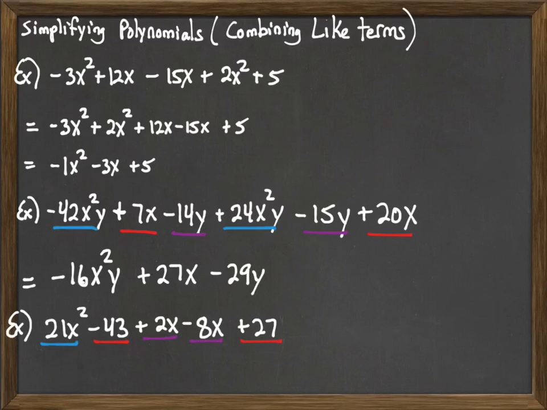And now we go through and we start to simplify. There's nothing for the x squared to go with, so that term stays as it is. I'm going to usually write these down in order of decreasing exponents on the variable, so I'm going to jump to the 2x minus 8x. 2 minus 8 is minus 6x. And then I'll do the number term at the end. Negative 43 plus 27 is negative 16. Okay, so we get our result, 21x squared minus 6x minus 16.